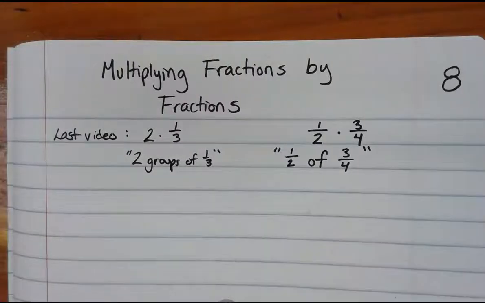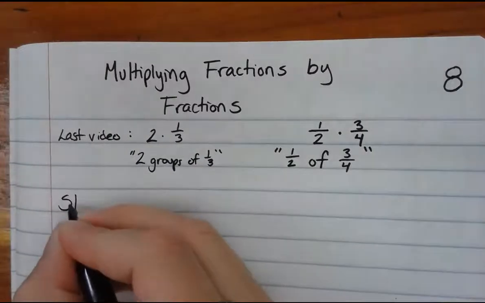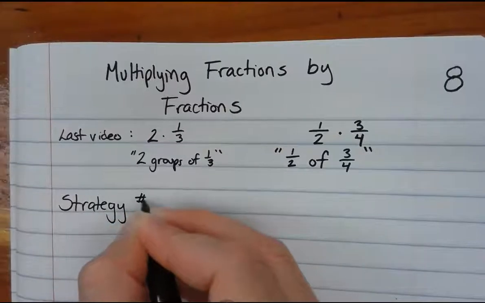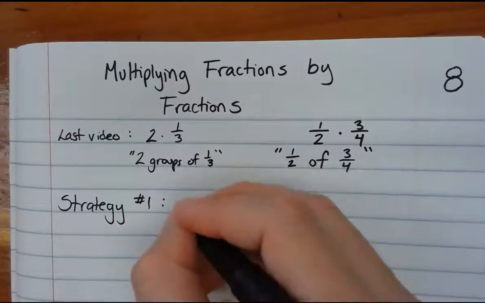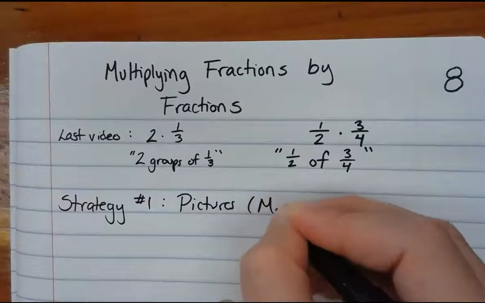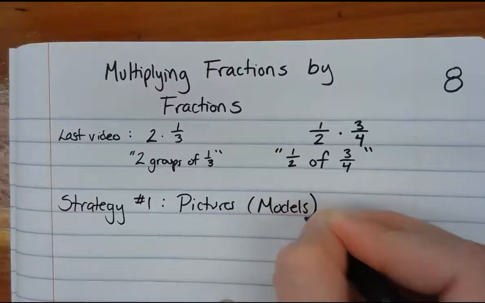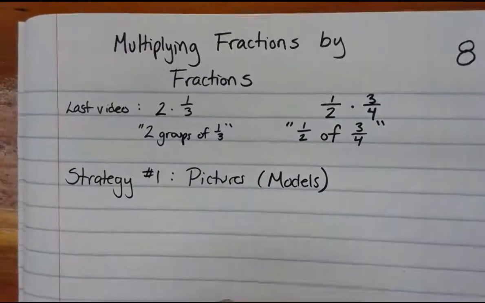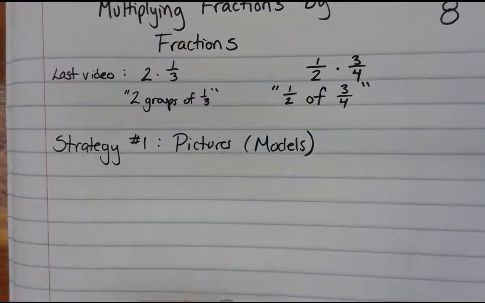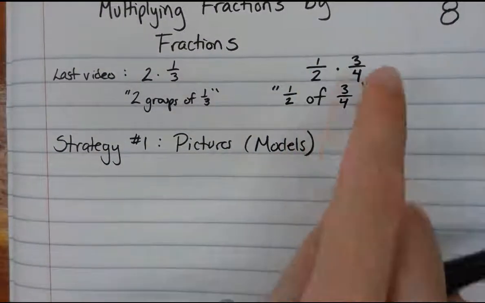And so there's 2 different strategies. So we're going to call this strategy number 1. Strategy number 1 involves pictures, or models, we might say. And we did this similarly in the last video, right? We used pictures to solve the problems first, and so that's what we're going to do here. So let's think back to our problem, 1/2 times 3/4.